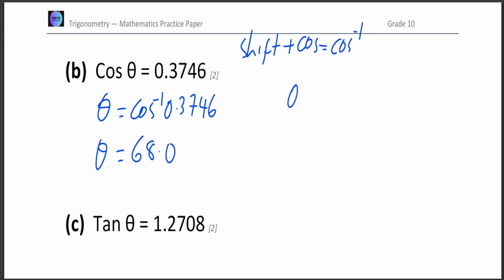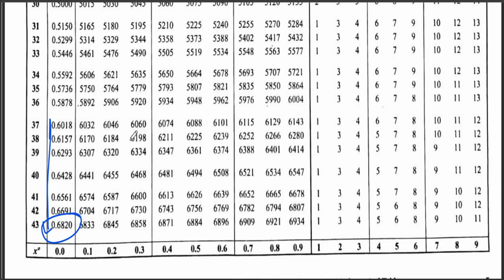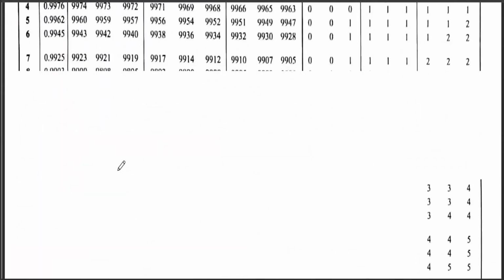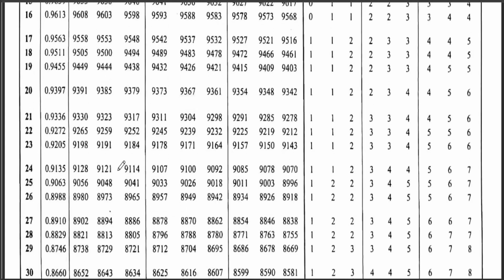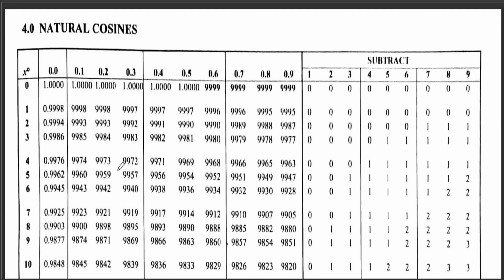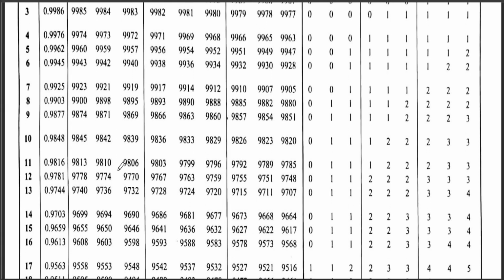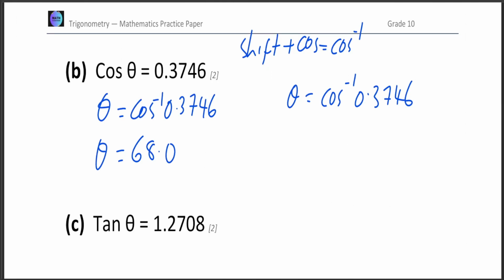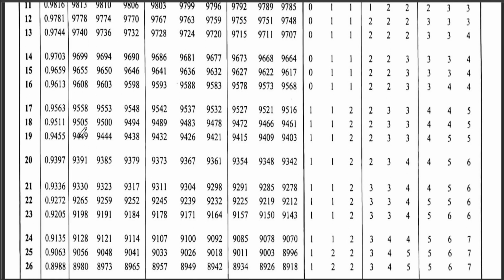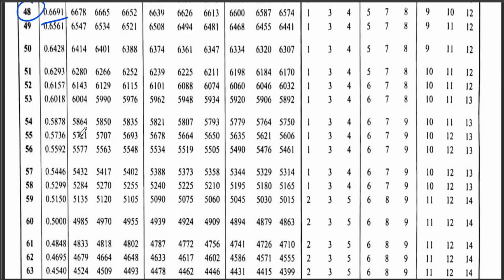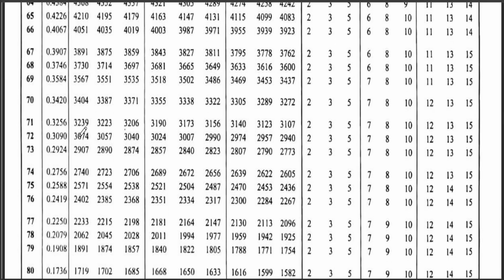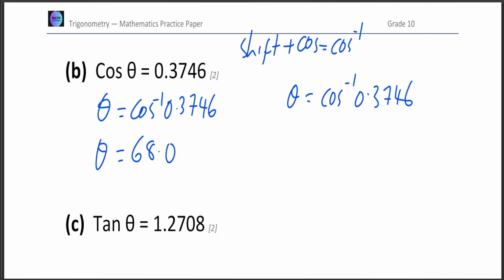Sawa, ukitumia hapa, you're using your tables, obviously it's going to give you the same thing, like let's just confirm. Twende kwa 0.3746 kwa cos sasa. Waangalie answers, 0.3746 huwa zapungua, shuka, 0.3746 utashuka mpaka utafika. So this is 68.0. So theta yetu hapo pia ni 68.0.